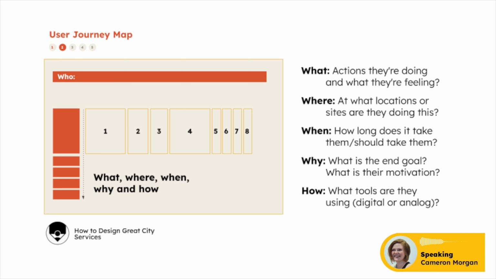And then how pairs with that where really well: what tools are they using, whether that's digital or analog. So if the where is they're using everything online, the how is what specific sites are they using? That's the way to think about those two pieces.